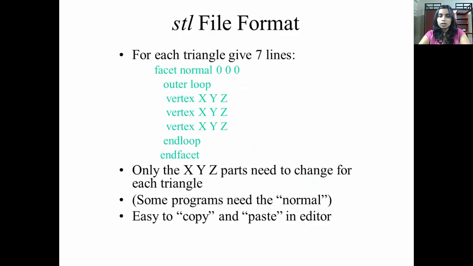This is the algorithm, shown for one triangle only. First we have to specify the facet normal in xyz coordinates, then outer loop, then vertex, the 3 vertices of the triangle in the anti-clockwise direction, then end loop, then end facet. Only the xyz parts need to change for each triangle, so it is easy to copy and paste in the editor.